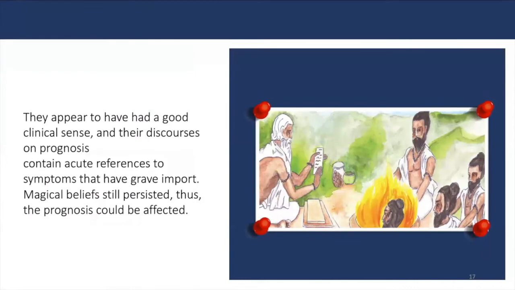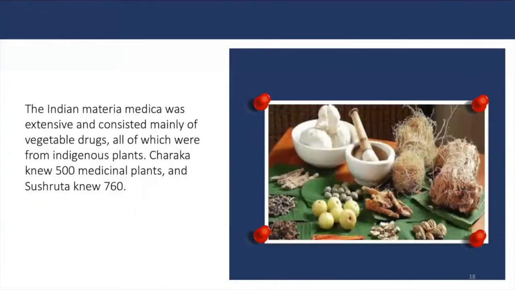They appear to have had a good clinical sense, and their discourses on the prognosis contain accurate references to symptoms that have great import. Magical beliefs still persisted, thus the prognosis could be affected. The Indian materia medica was extensive and consisted mainly of vegetable drugs, all of which were from indigenous plants. Charaka knew over 500 medicinal plants and Sushruta knew over 760.